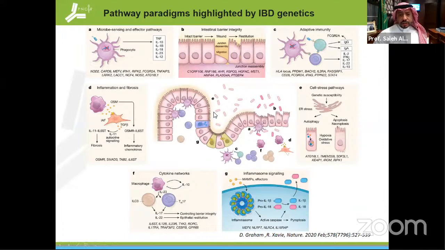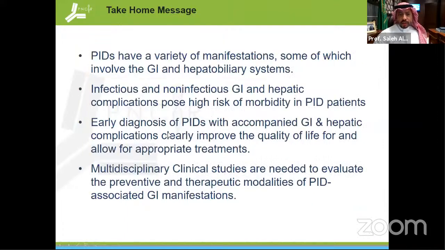Many other genes have been linked and associated to this. And just to conclude with this slide, as you can recognize, PID have a variety of manifestations, some of which involve the GI and hepatobiliary system. It can be related to infectious and non-infectious complications, and they carry a high risk of morbidity and sometimes even mortality among PID patients. Definitely, the mission of this webinar is to disseminate the knowledge, because early diagnosis of those patients with accompanying GI and hepatic complications can improve their quality of life and allow for appropriate treatment on time.